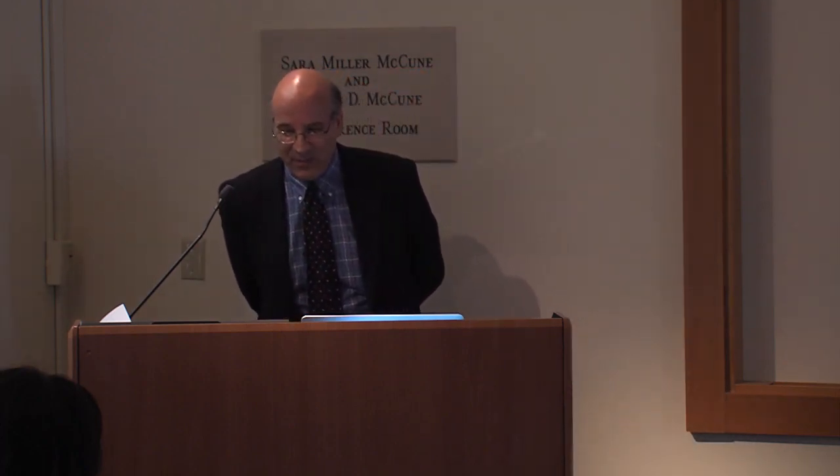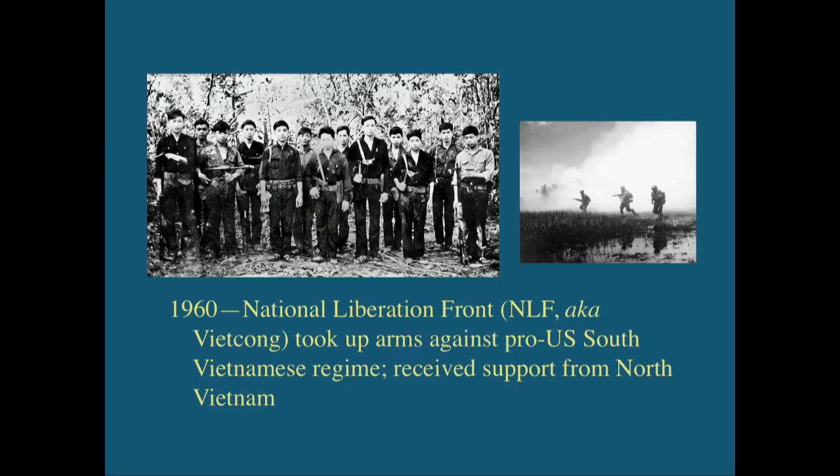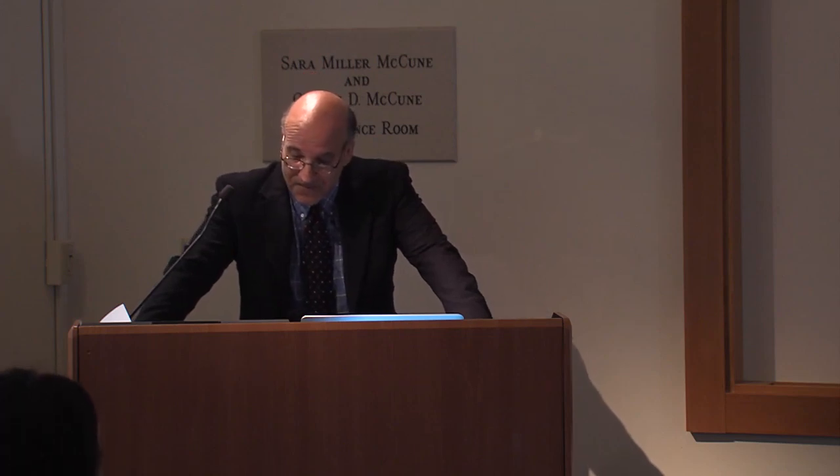In 1960, a guerrilla movement in South Vietnam called the National Liberation Front, also known as the Viet Cong, began fighting against the US-supported South Vietnamese government. The Viet Cong wanted to overthrow the Southern government and reunite the South with the North. And the North Vietnamese strongly supported the Viet Cong, first by sending them arms and supplies, and later by sending their own troops into the South to fight alongside the Viet Cong.